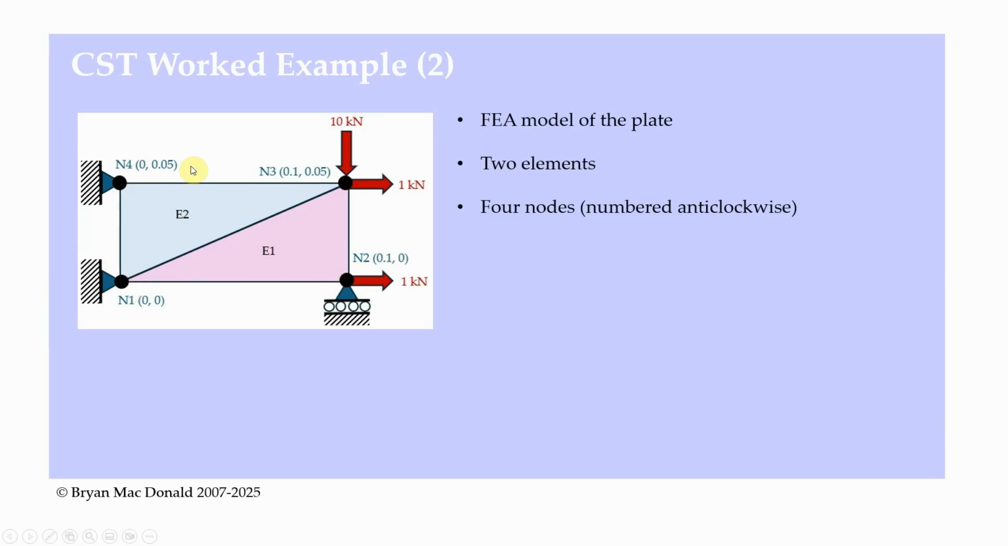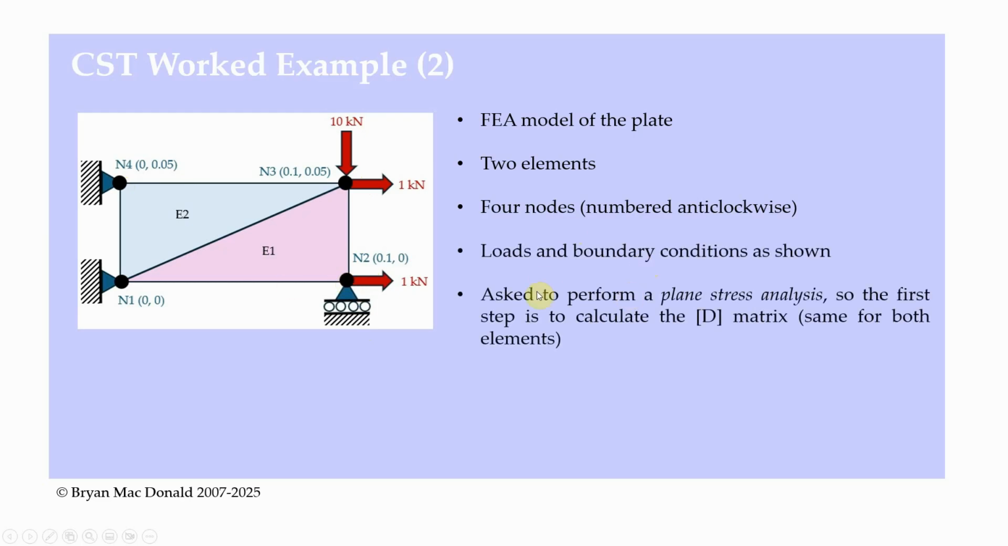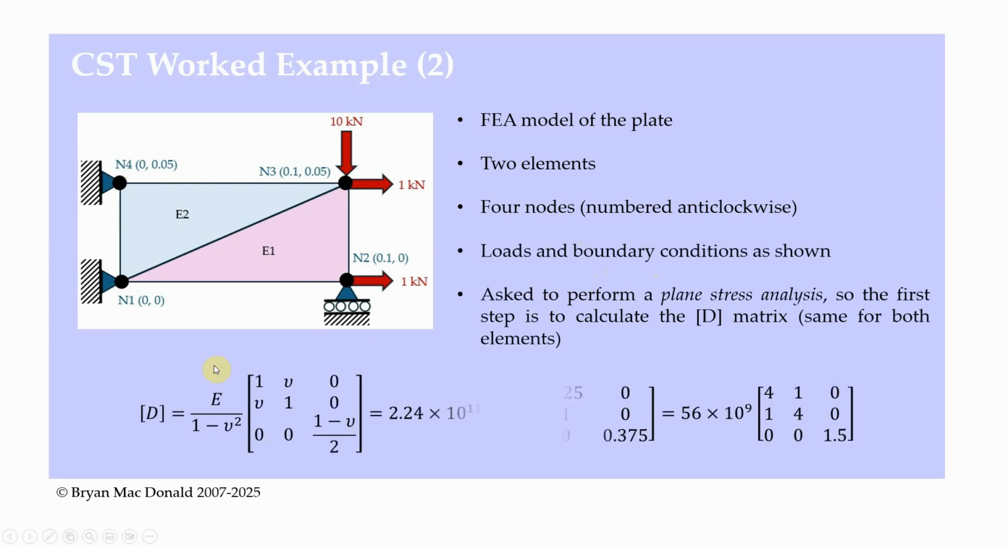Okay, so we were told it was 0.1 wide and it was 0.05 high, so they go into the coordinates. We've got a load on this node, a load on that node. This node's held, that node's held. This node is allowed to move left and right, but not up and down. So they're the loads and boundary conditions. We're asked to perform a plane stress analysis. So let's maybe just get that out of the way first of all. So let's just calculate the D matrix because it's going to be the same for both elements. So the D matrix in this case, I just plug in the values I was given. So the elastic modulus or Young's modulus was 210 gigapascals, Poisson's ratio was 0.25.